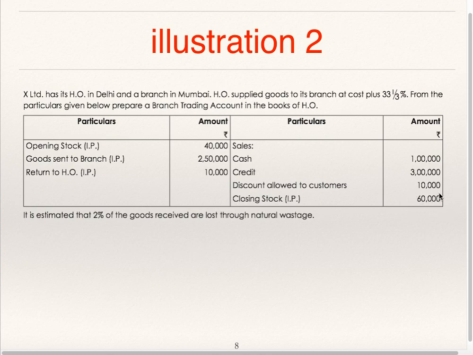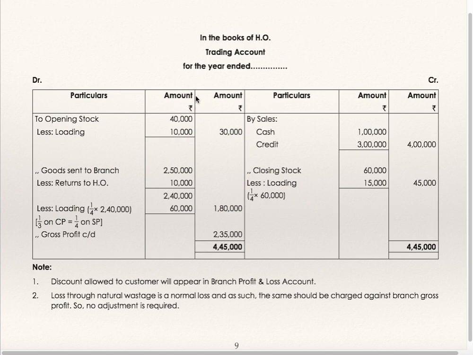Closing stock is also at invoice price. You are supposed to record it at cost price. It is estimated that 2% of goods received are lost through natural wastage. This is normal loss, not to be recorded in trading profit and loss account. Now we'll see the solution.